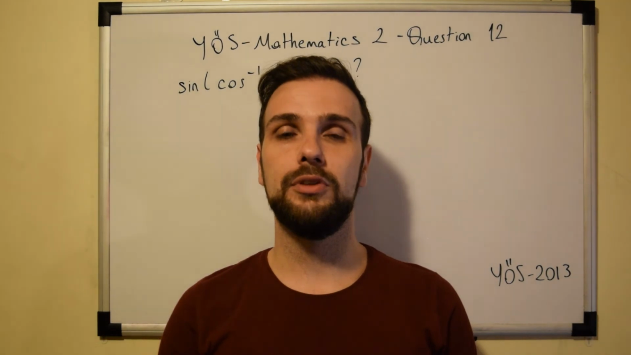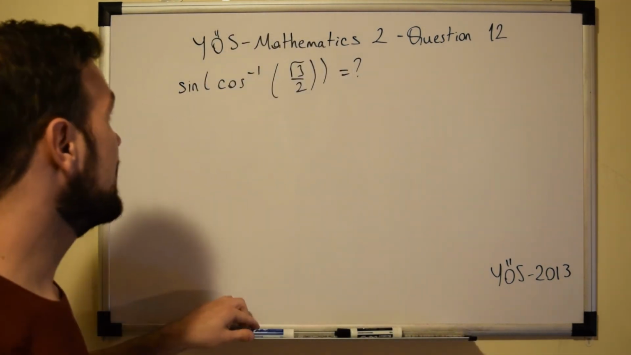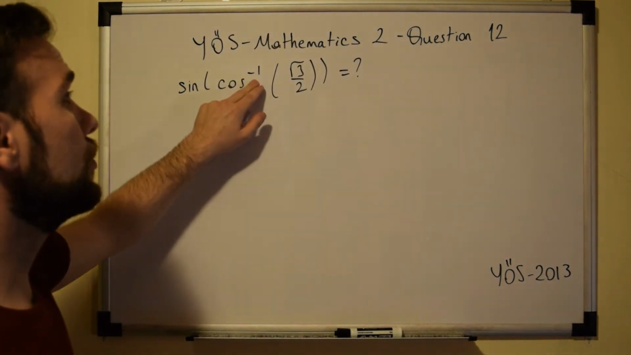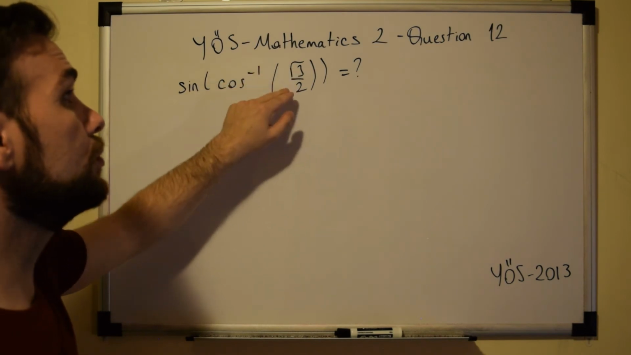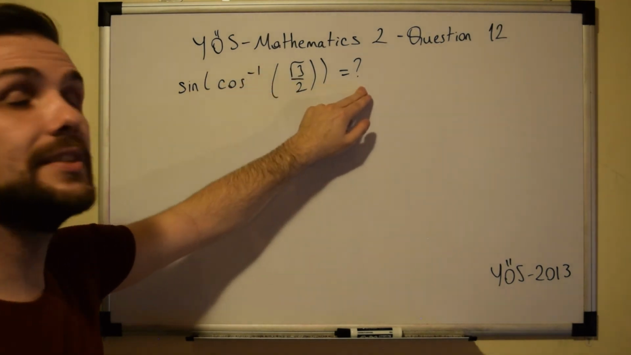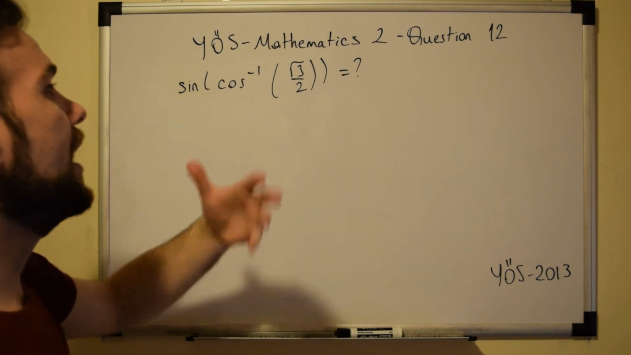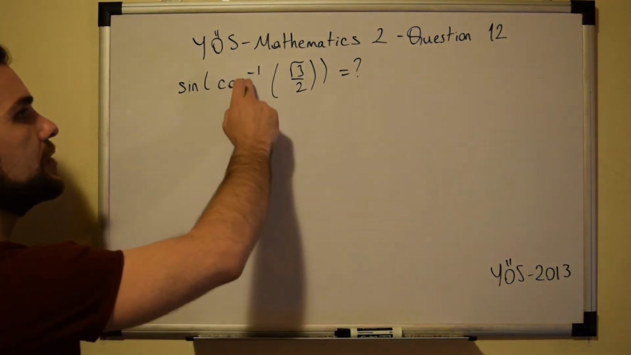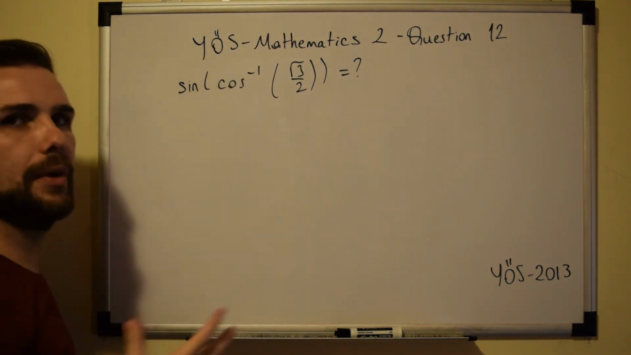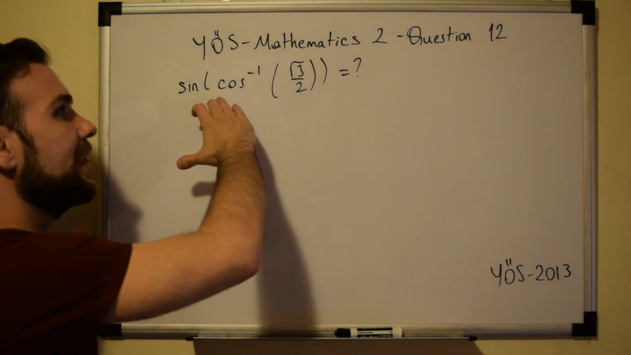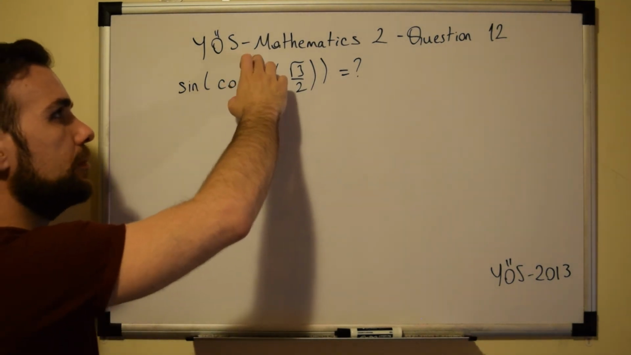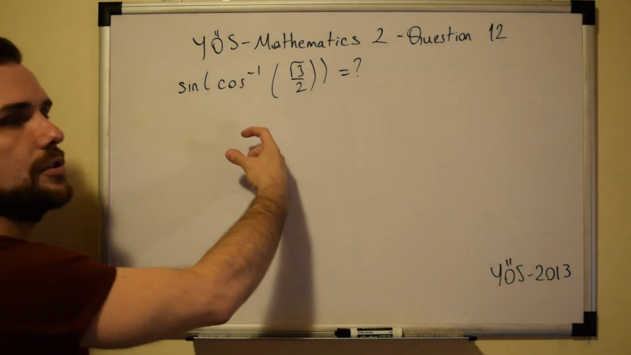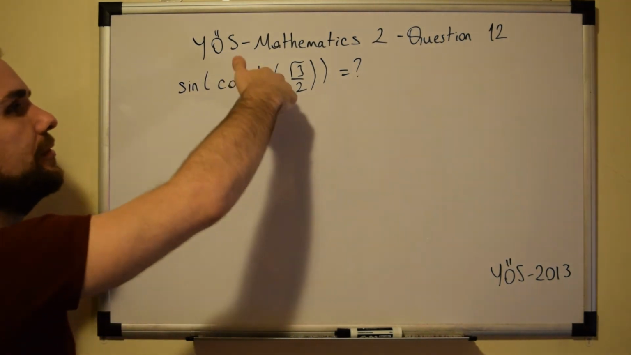Welcome to question number 12. In this question we have sine of cosine to the power of minus 1 of square root of 3 over 2. What is it equal to? Now what do we have to know here? We are dealing with cosine to the power of minus 1. How can I bring this cosine to the power of minus 1 to the value of cosine? So how can I take the reverse of it?